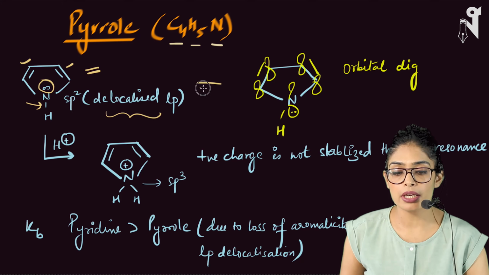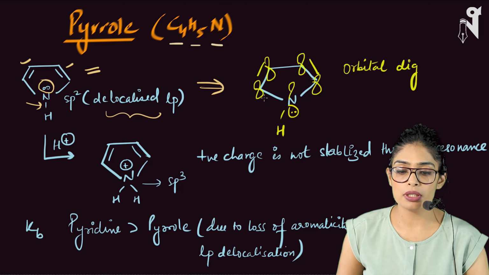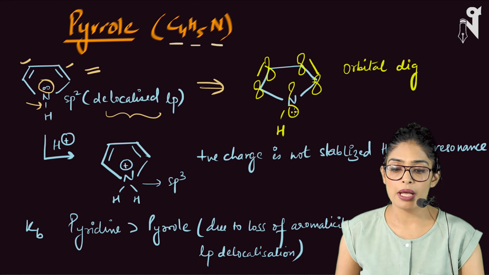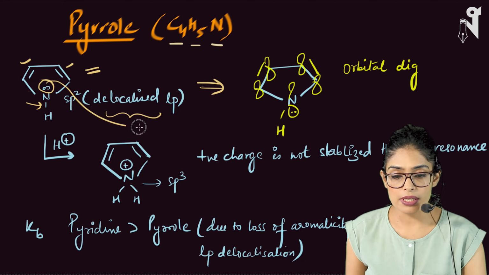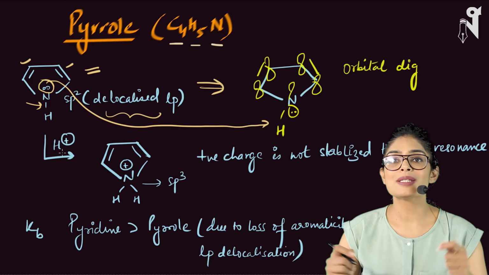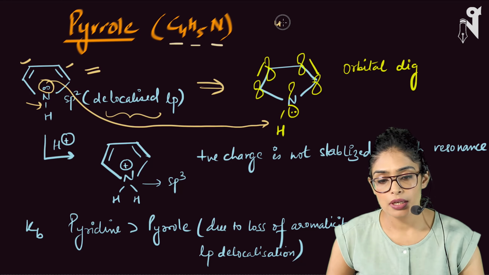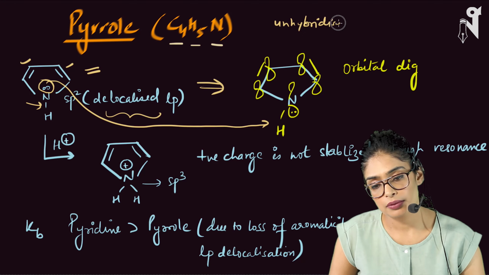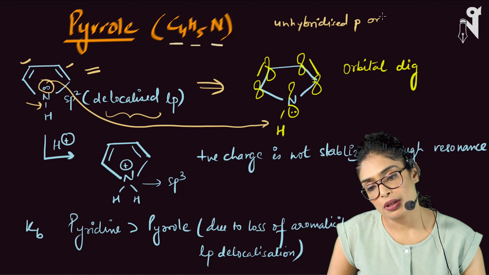Let's look at the orbital diagram of it. All the p orbitals of all the atoms, carbon and nitrogen, are parallel to each other, and this lone pair is present in this parallel p orbital. So it is present in an unhybridized p orbital.